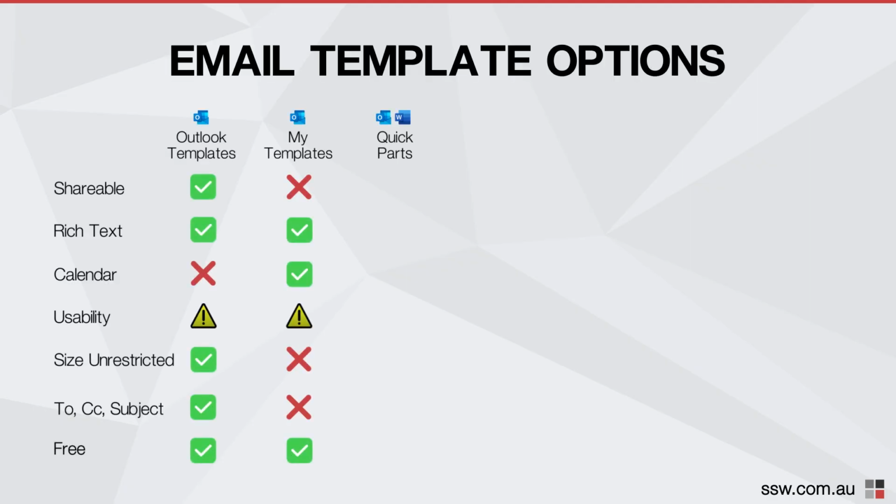Quick Parts support rich text. However, it does have usability issues like My Templates, where you need to make edits outside of the template and then save them back in. They are not size restricted and it is supported in Calendar. However, the templates are not shareable because they are stored locally on your device.